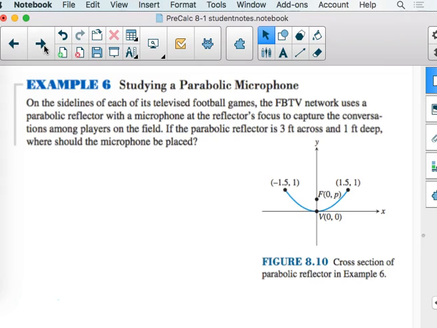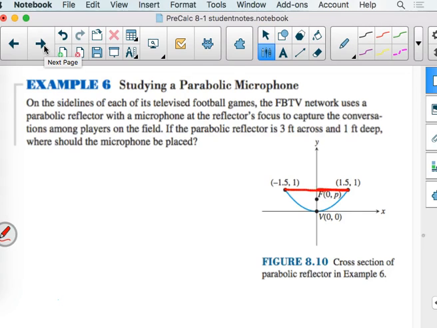It says if it's 3 feet across, okay? There to there, 3 feet. It doesn't take us long if we've set it up at 0, 0 to figure out, well, if I split that in 2, I'll have 1.5 here and 1.5 here, which means the x coordinate to this point is 1.5. And then it says it's 1 foot deep. Well, we've got it drawn. This is the 1 foot right here. And here.